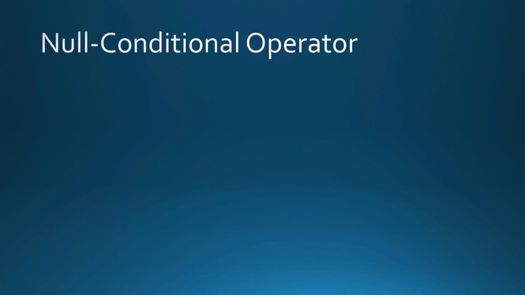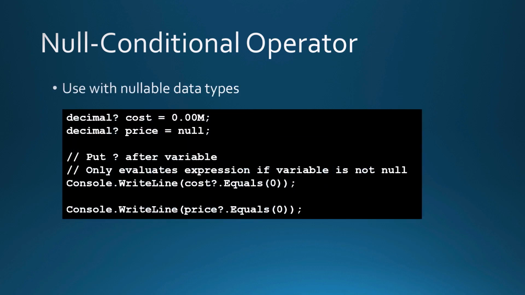Let's now take a look at a null conditional operator. I know this is an operator, but it kind of fits within this decision-making process. We only use the null conditional operator with nullable data types. So here you can see I've got a decimal cost and a decimal price that are both nullable. Now what we're doing then is in the console.writeLines, we're doing cost question mark dot equals. So it says if cost is not null, go ahead and execute what is after the dot, which means that method. So anytime you see the question mark after a variable name, it means check to see if that's not null.